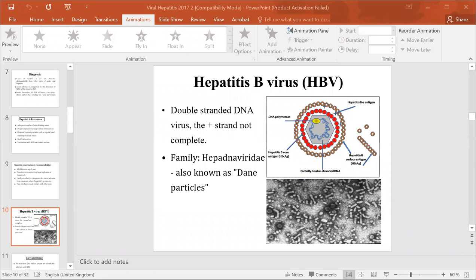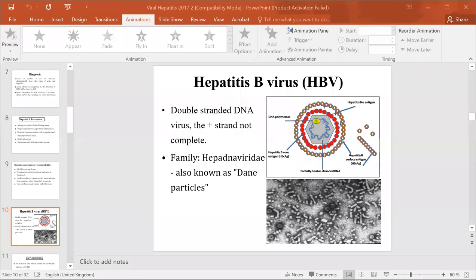What do these viruses use it for? Why does hepatitis B need reverse transcriptase? Does anyone know? Why does hepatitis B virus need reverse transcriptase? Because of the incomplete strand, correct? What does it do to the incomplete strand? So when hepatitis B virus gets into the host cell, the hepatocyte, it releases the DNA and the enzyme. That is what gets into the hepatocyte.